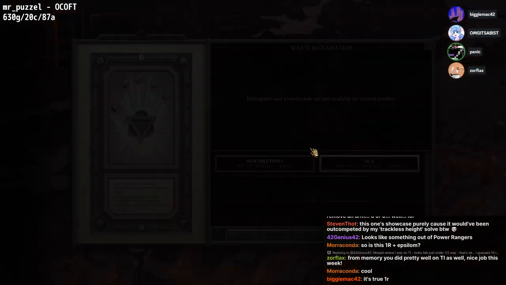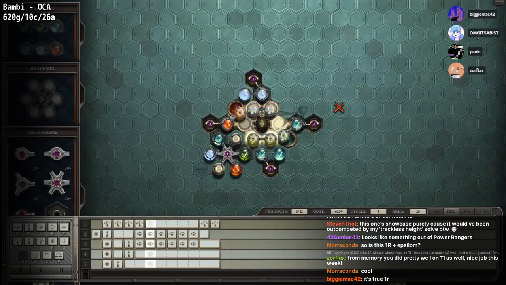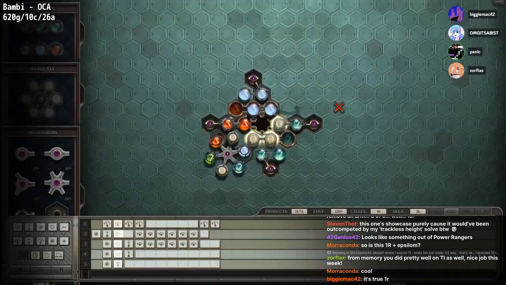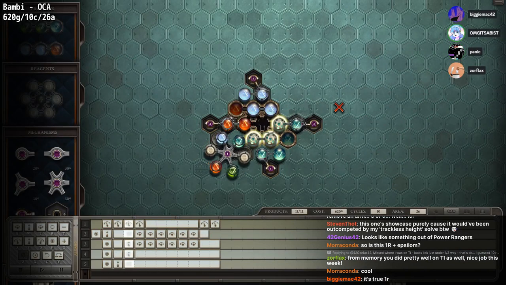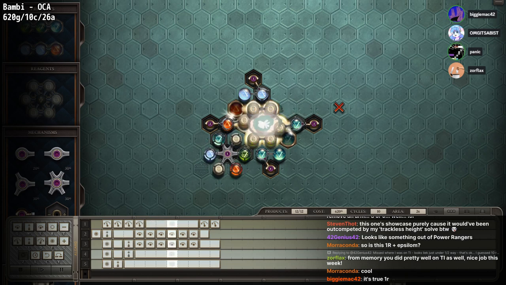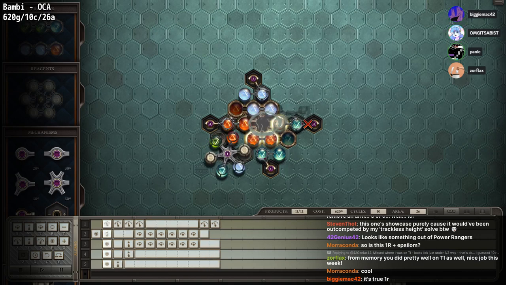Now we have an OCA from Bambi. At 10 cycles. That does the same thing, but it doesn't continue. And I guess it's using slightly different catalysts. Yeah, this is continue a one-arm one, but the other is a true one-arm. Uh-huh. And yeah, it's only using the Brillo for the Earth.